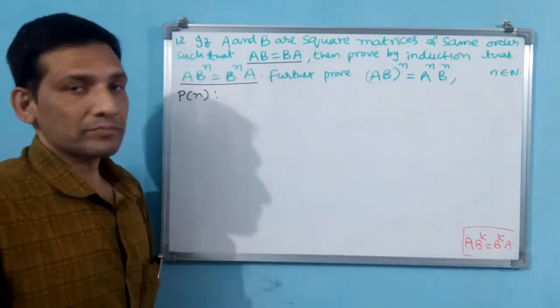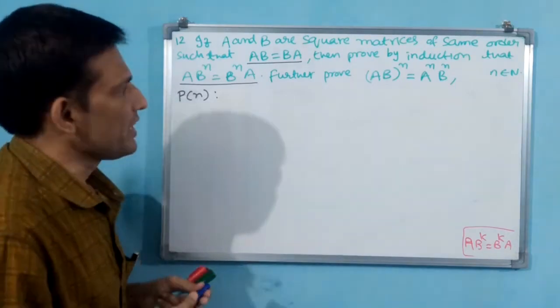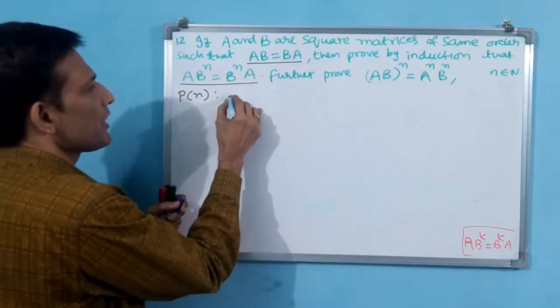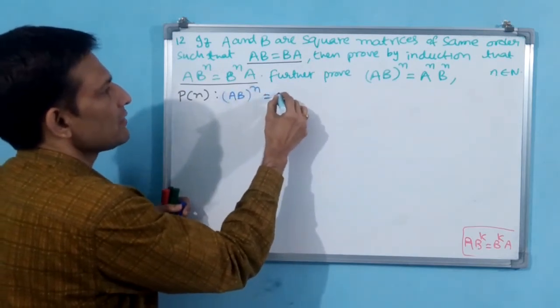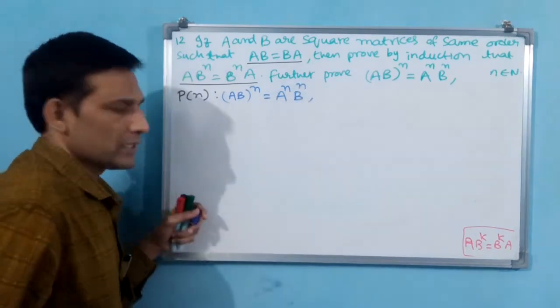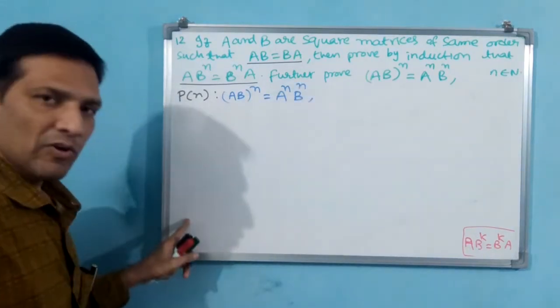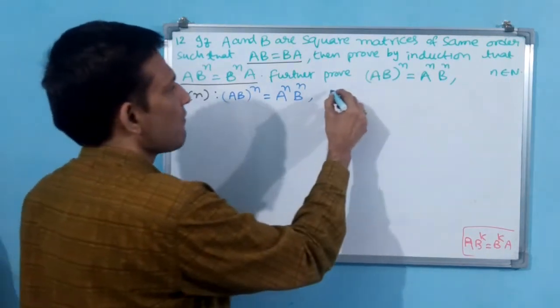Okay. See, this we have proved. Further we are proving AB whole power n. P of n we have taken this one: AB whole power n is equal to A power n, B power n. Okay. And P of 1 you have to write down, but I am writing aside. This is the proposition I have taken. P of 1.